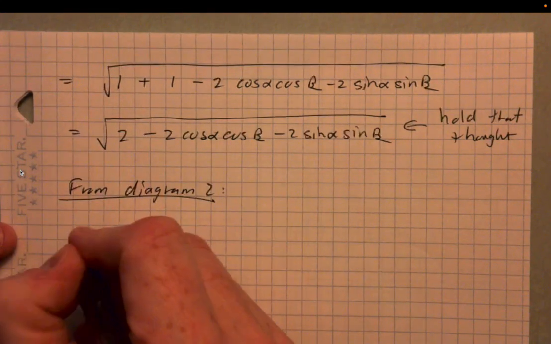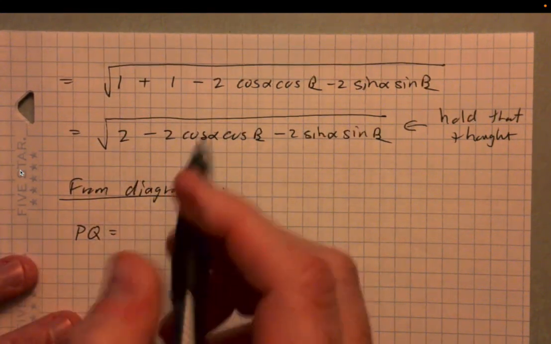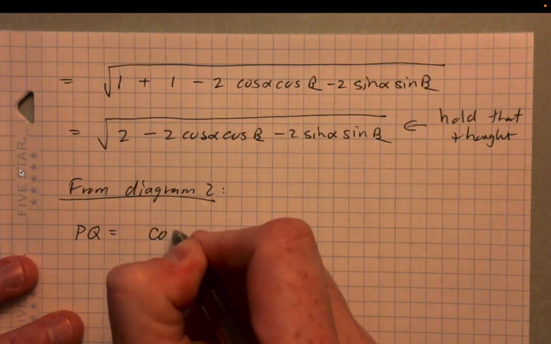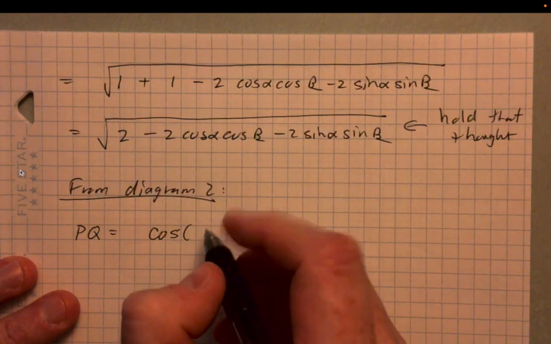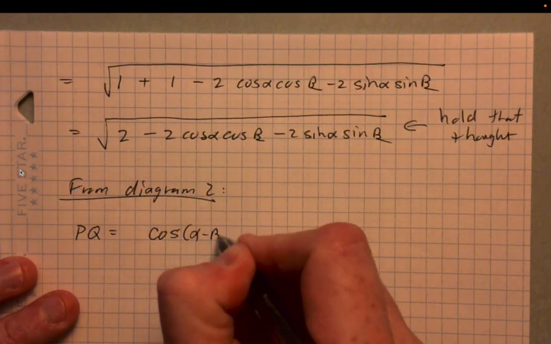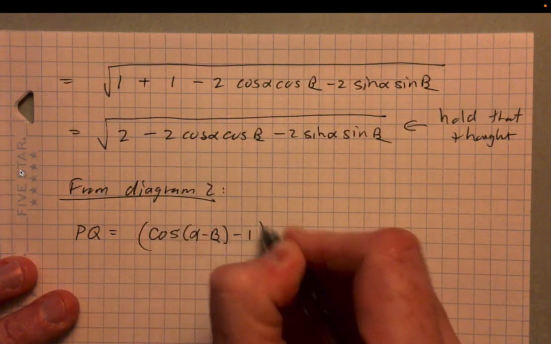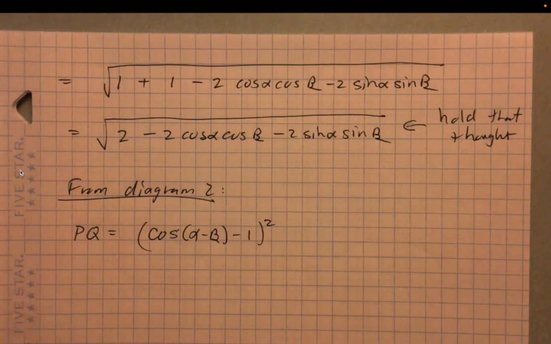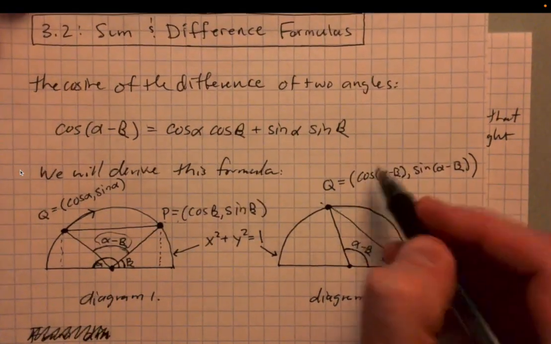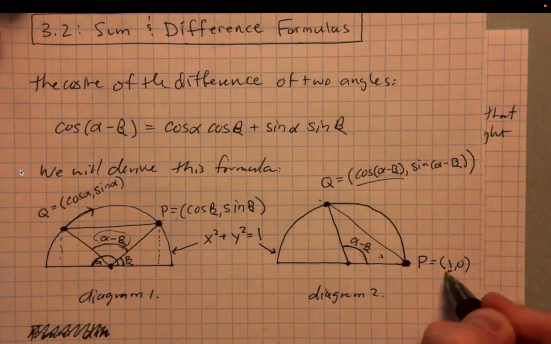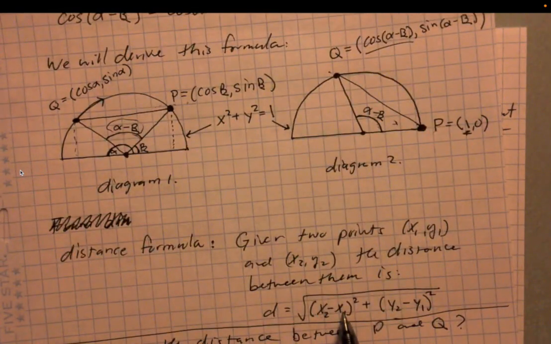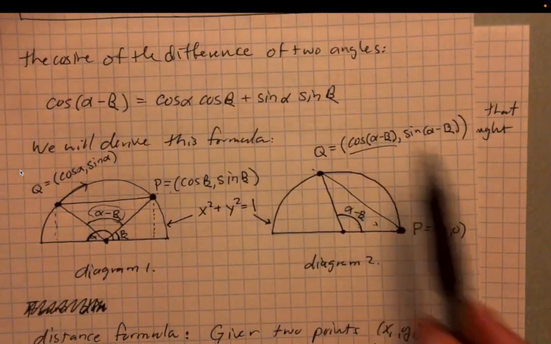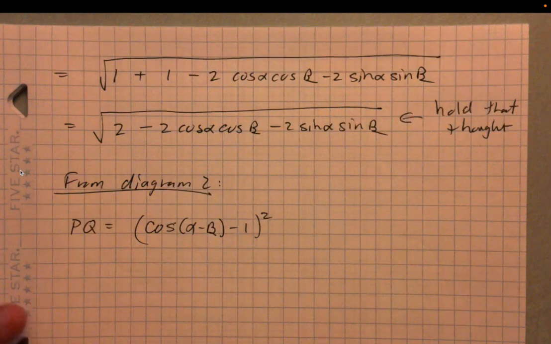So for diagram 2, PQ is equal to, well, it's cos alpha minus beta minus 1 squared. Now where's that coming from? Let's make sure we can see that. I've got cos alpha minus beta and I've got 1, right? So it's just x. Remember the formula says x2 minus x1 squared, right? So this is like my x2, this is like my x1. Subtract them and square it.